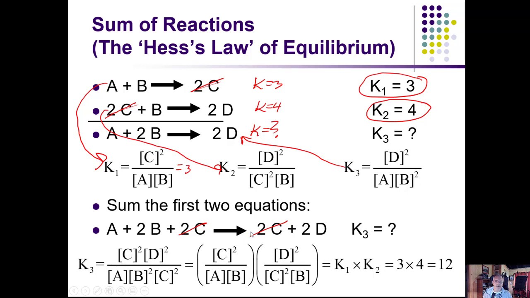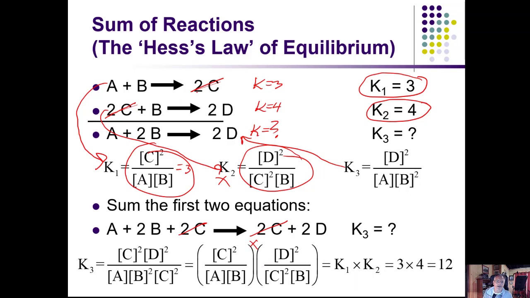So if I do the entire thing, this is going to be C squared plus D squared, so that's C squared times D squared. There's your C squared, D squared. And then down here in the denominator, you've got A times B squared times the C squared. And what you're doing really is you're simply multiplying this equation times this equation. That's all you're doing. So you are multiplying those two equations.